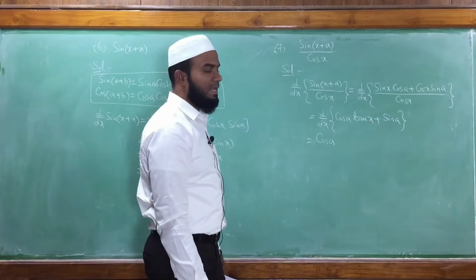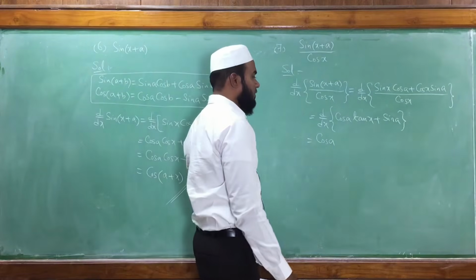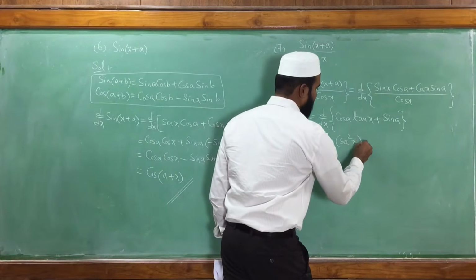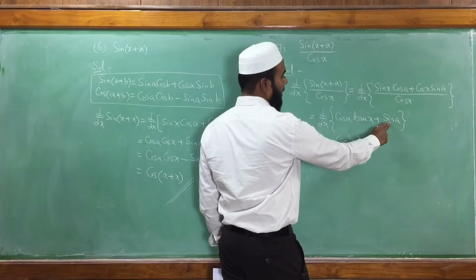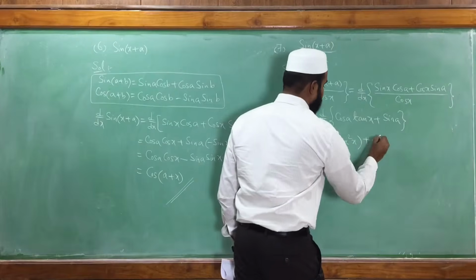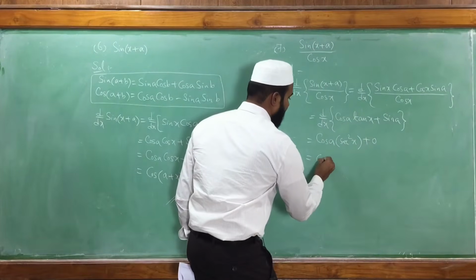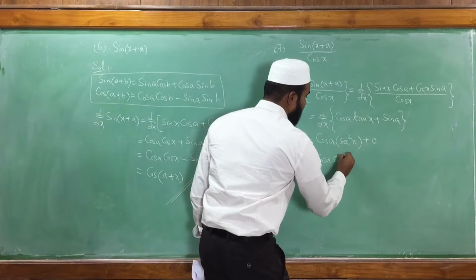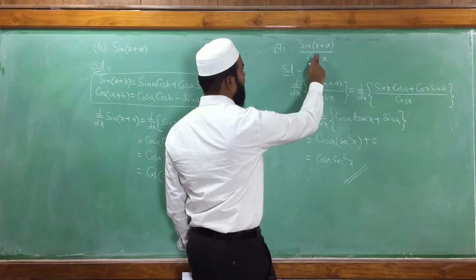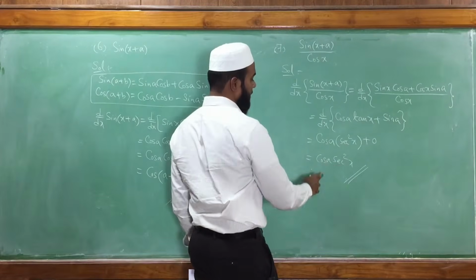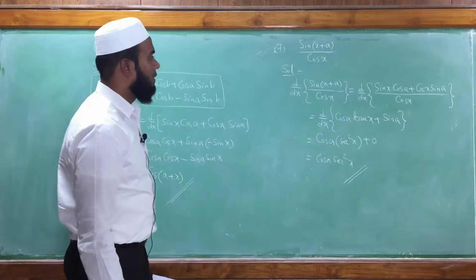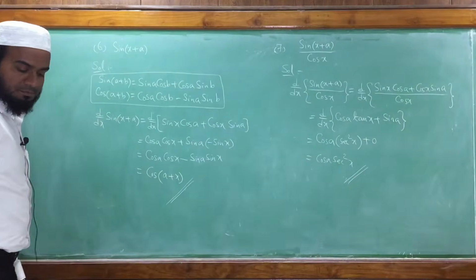Here cos a is a constant, I am keeping as it is. Then derivative of tan x, we know from the formula that derivative of tan x is secant square x, plus derivative of sin a. Derivative of sin a is a constant, derivative of constant is 0. So what we will get? Cos a into secant square x. This is the derivative of the given function sin of x plus a by cos x. Have a look at this, students.